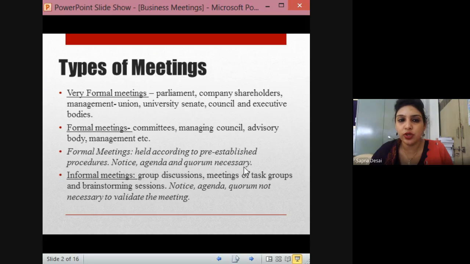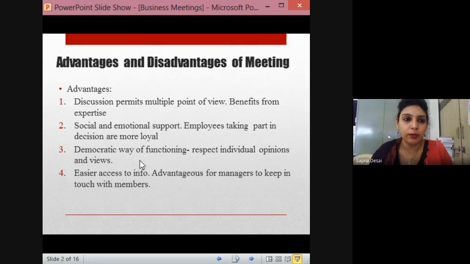What is a notice? What is an agenda? What are the minutes of a meeting? All these formalities, that is notice, agenda, quorum, minutes of the meeting, I will discuss in detail, but all these things are required in a formal meeting and they are not required in an informal meeting.